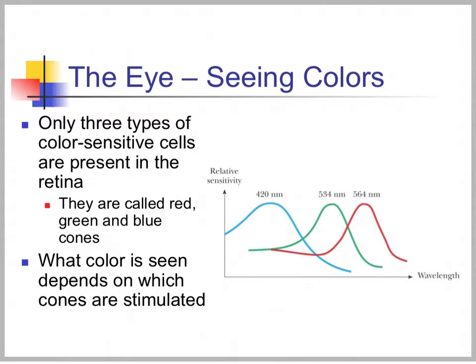Now, when we're seeing colors, there's really only 3 types of color-sensitive cells in the retina. They're called red, green, and blue cones. And what color is seen depends on which cones are stimulated. As you see, there's some overlap between these. This is the sensitivity to each one, and so this one is most sensitive to 420, but it'll see quite a bit further. And so by looking at the different wavelengths of light in here, different parts of the cones are stimulated, and we perceive then not just red, green, and blue, but all the other different colors.